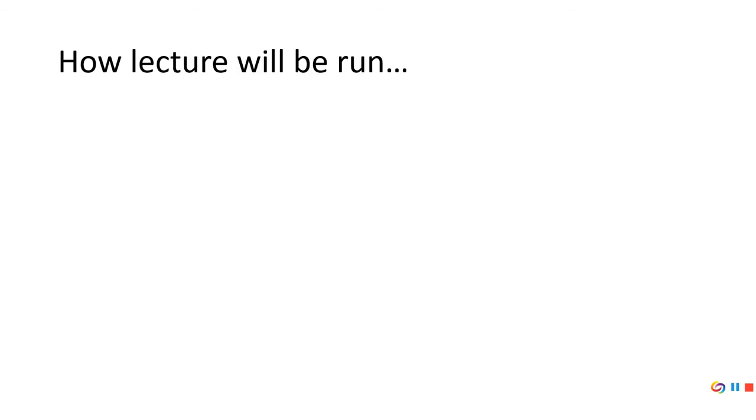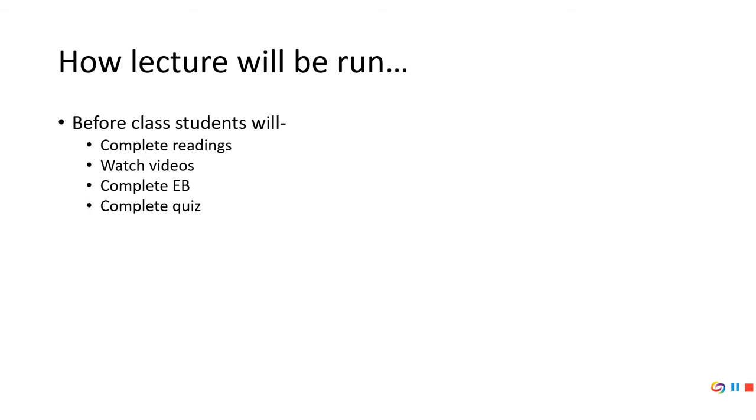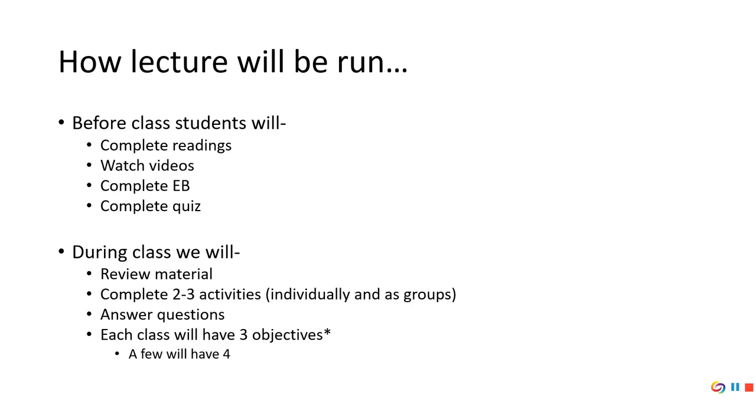So how will this be run? I use what's called a flipped classroom. So before you come to class, it's expected that you complete readings, watch videos, complete your EB, complete a quiz. Okay, when we come to class, we're going to review the material. We're going to break class up usually into 3 sections because there's usually 3 videos, and we'll do an activity related to each of those sections. Answer questions. Sometimes there will be Kahoots, clicker questions, in-person interactive things. Get used to talking to your neighbor and working with others.